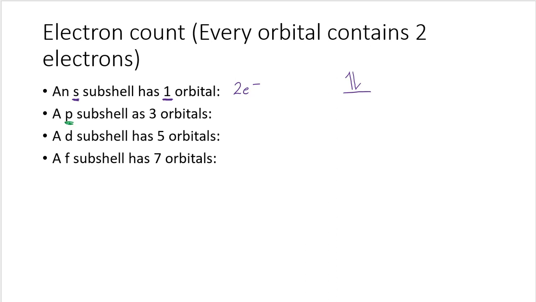A P subshell, let me switch colors. A P subshell has 3 possible orbitals. So it has 3 possible locations for electrons to live. Each location can hold 2 electrons. That means that you can have a grand total of 6 electrons in there. Those electrons go in singly first before they pair. So a P subshell, dumbbell-shaped, can hold up to 6 electrons.